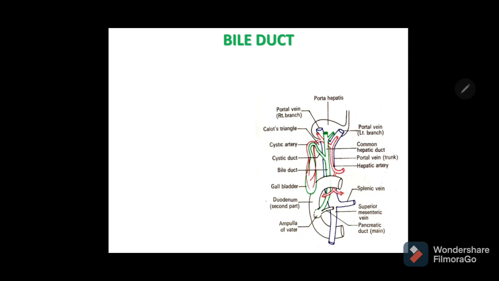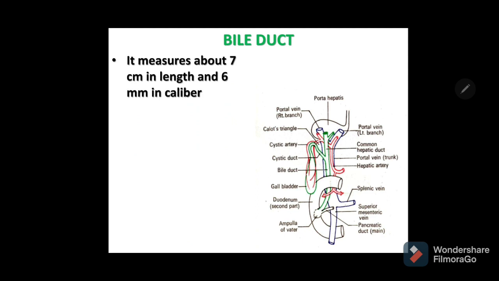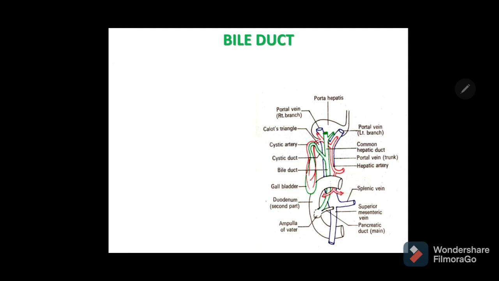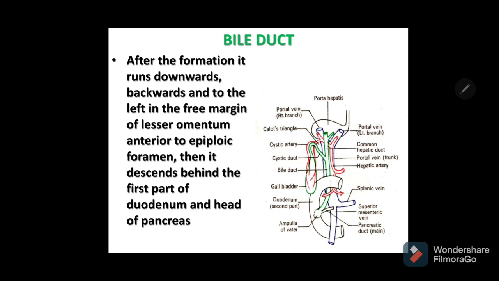And coming to the common bile duct, it measures around 7 centimeters in length, 6 millimeters in diameter. It is formed by joining of the cystic duct with the right side of the common hepatic duct at an acute angle, that we already discussed. After the formation, it runs downwards and backwards to the left in the free margin of the lesser omentum, anterior to the epiploic foramen. Then it descends behind the first part of the duodenum and head of the pancreas. You can notice the entire course here.